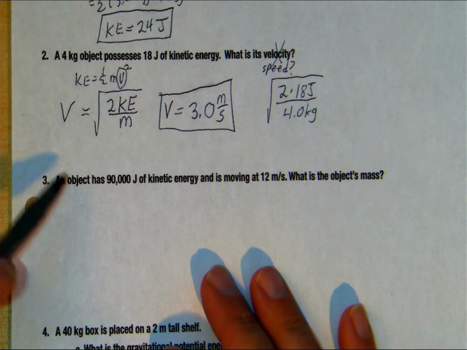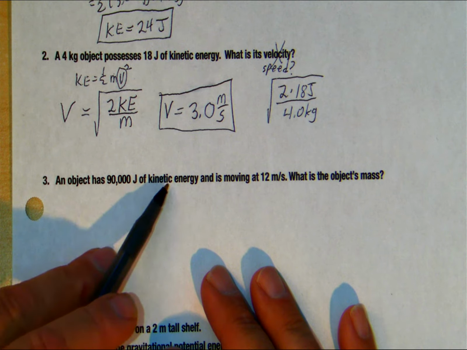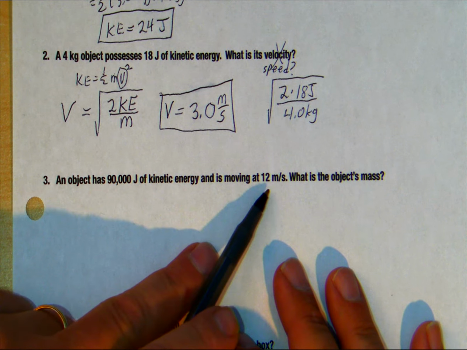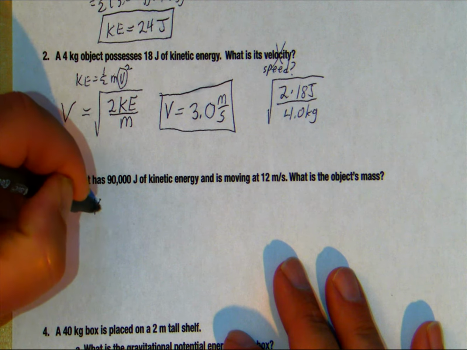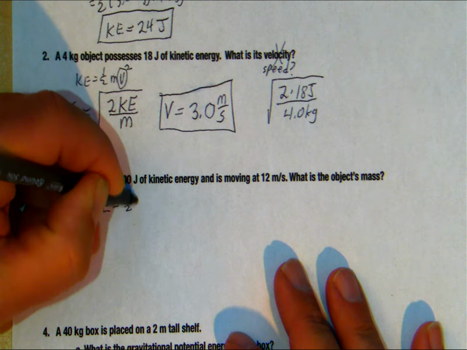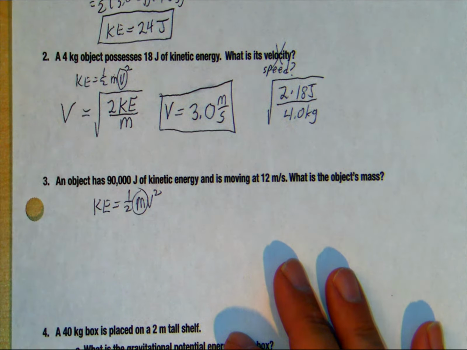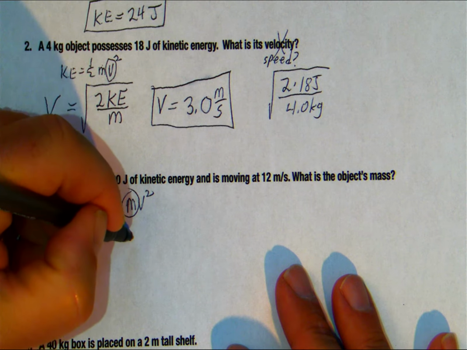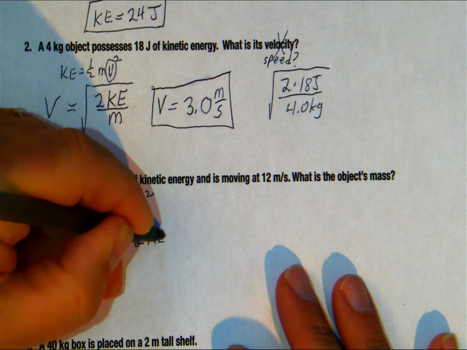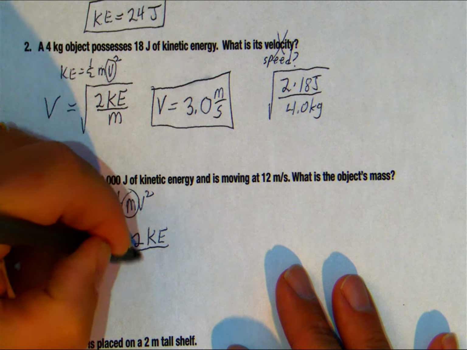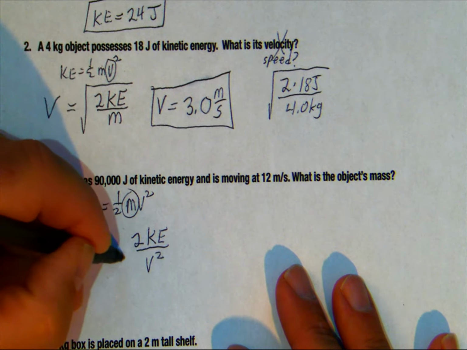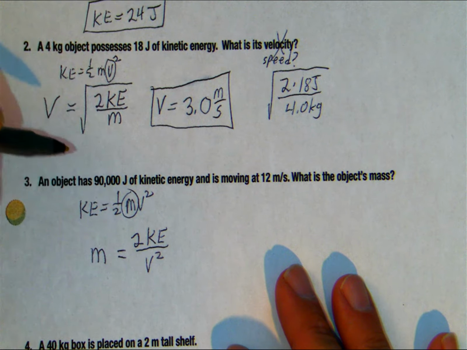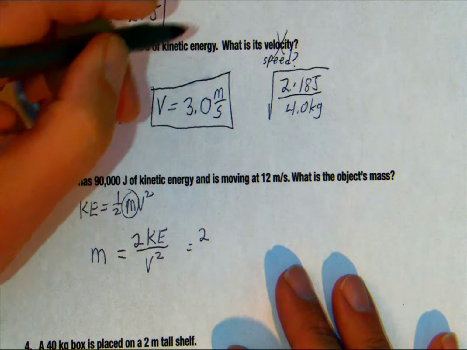Number 3, an object has 90,000 joules of kinetic energy, and again, that's really just one sig fig here, and is moving at 12 meters per second. What is the object's mass? The formula is kinetic energy is 1/2 times mass times velocity squared. This time we want to rearrange the equation to solve for the mass. So I multiply both sides by 2, divide both sides by the velocity squared, and that will leave me with the mass.